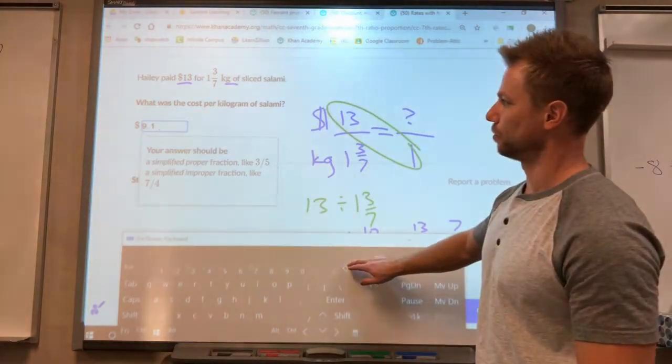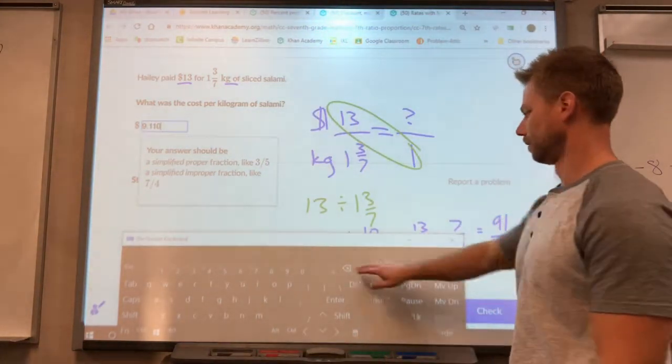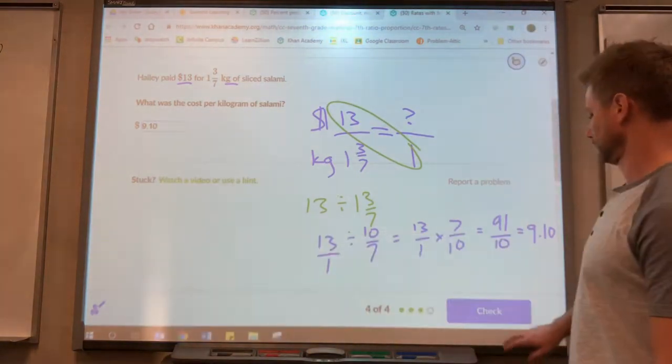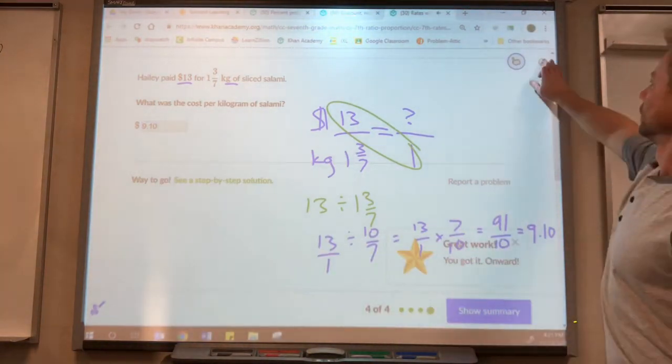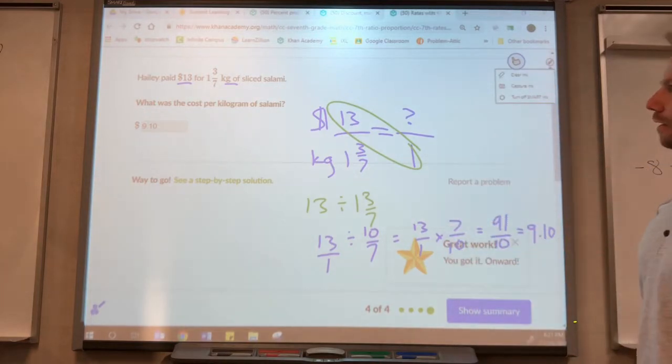Oh, I put too many dots in there. All right. Good. So I set up a proportion. We can do it that way.